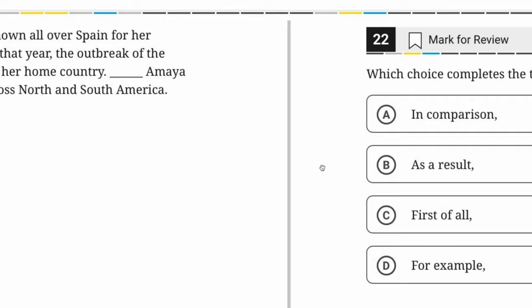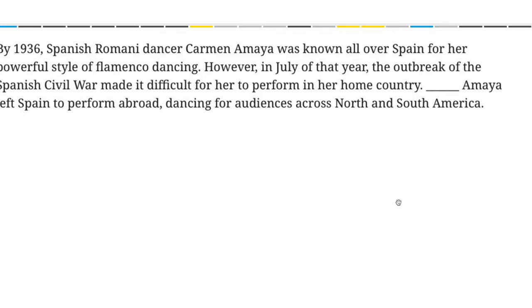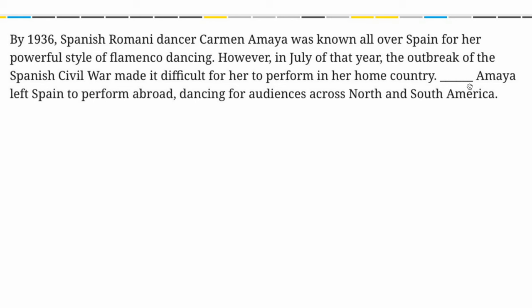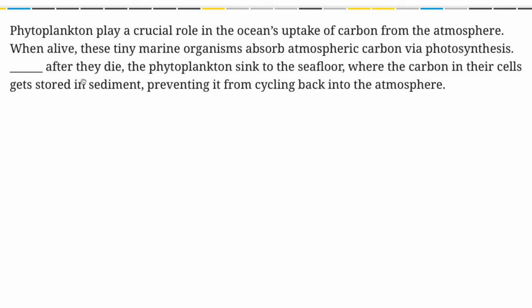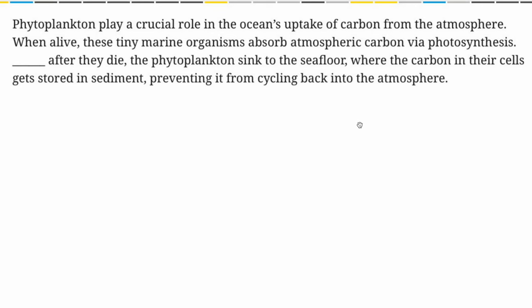So again, thankfully they didn't make us choose between consequently and subsequently, but I think this really is a consequence or result of the difficulty in her country. So, because of that, she left to perform abroad. And so that's that. Same thing here. Focus on the passage, come up with a simple approximate answer, and see how close that gets us to the correct answer, and it should get us pretty close.